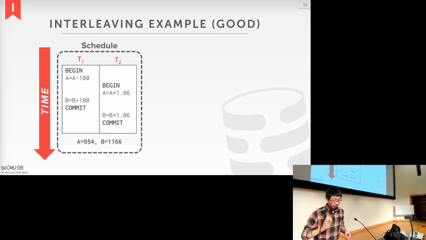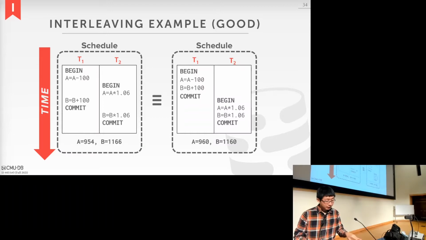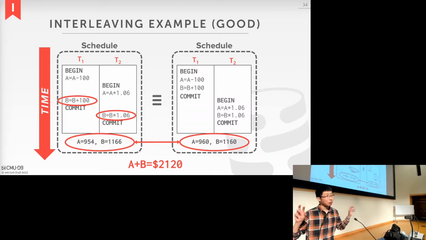And in this case, at the end of the day, the total amount of money will remain the same. In fact, the end result of this would be the same as if you executed all the operations in T1 first, and then executed all the operations in T2 later. So even though these operations are interleaved, at the end of the day, you still ensure this correct property. Make sense? This will be valid.